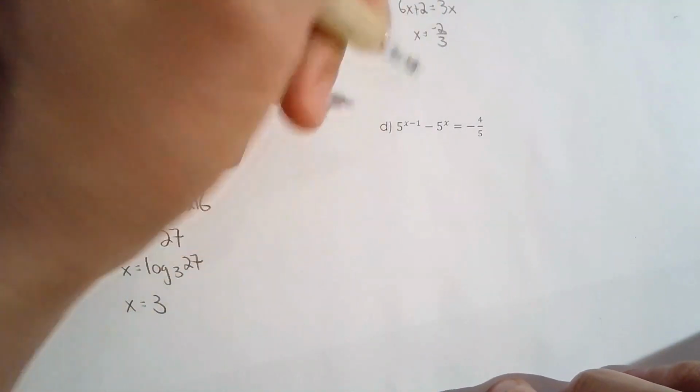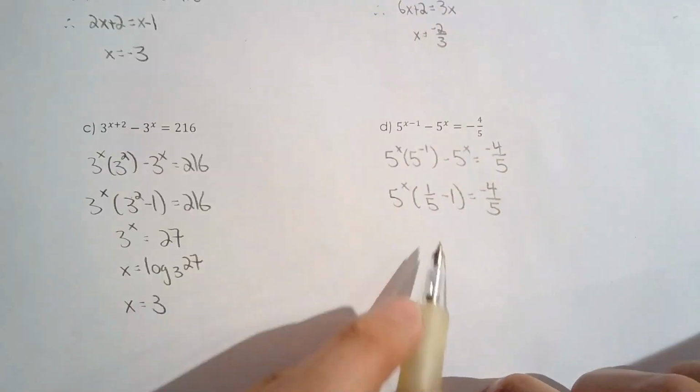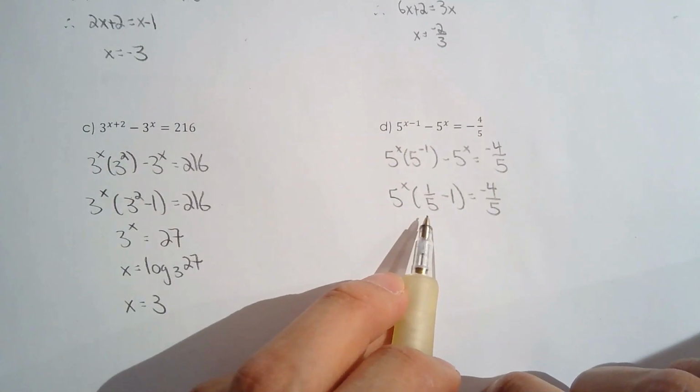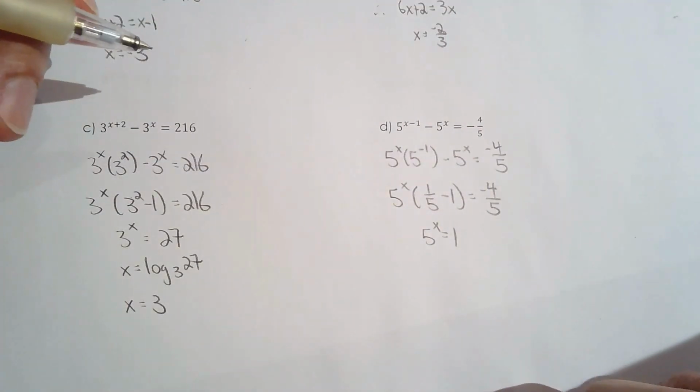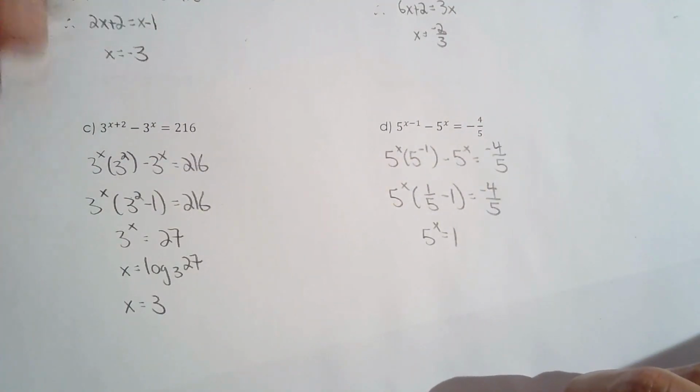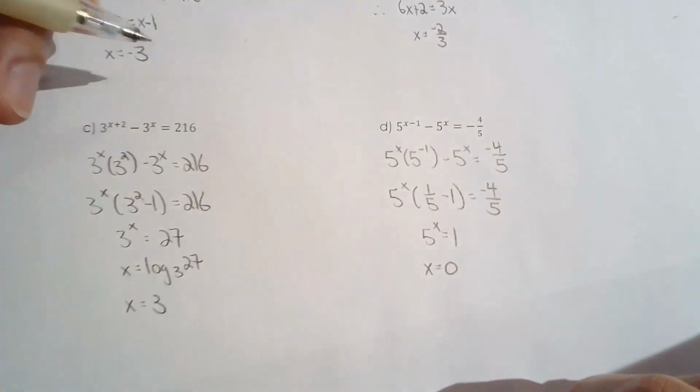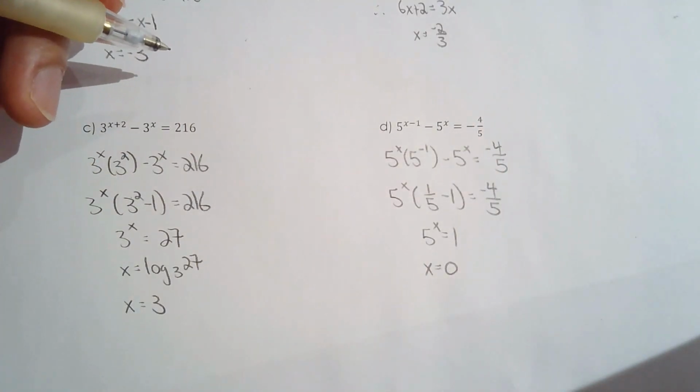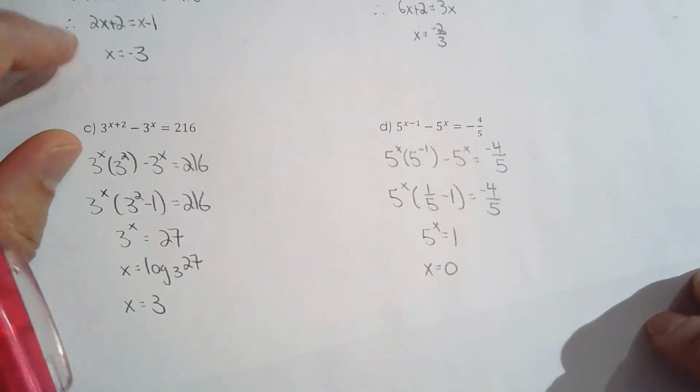Okay, same strategy. Subtracting by 1, you can say it's 5 times 5 to the power of -1. I'll factor out 5 to the x. So this is 1/5 minus 1, which is -4/5. Divide both sides by -4/5. You get 1. 5 to the x equals 1. You could change it to logarithmic form if you want, but you should really know x equals 0, because a 0 exponent will give you a value of 1. All right.